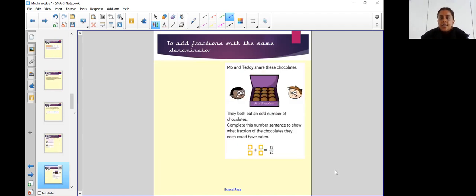Mo and Teddy share these chocolates. They both eat an odd number of chocolates. Complete this number sentence to show what fraction of chocolates they could have eaten. So there's 12 in total. So what fraction could they have each eaten? And remember, the numbers need to be odd. So if I was to say 6/12 add 6/12, that would be wrong because I've split it in half, which makes it even. Let's think of another way. Have a go and remember to post your answers maybe on the whiteboard and then post it onto Tapestry.